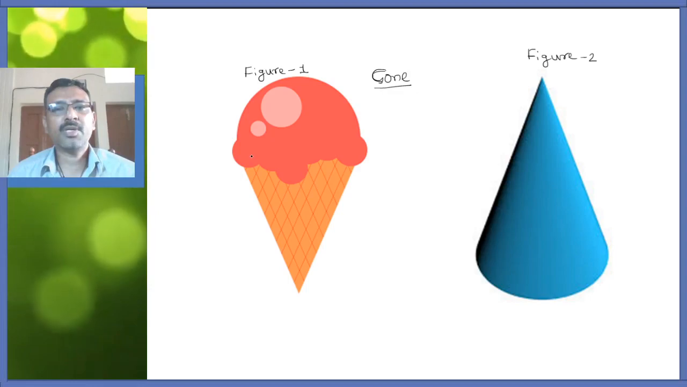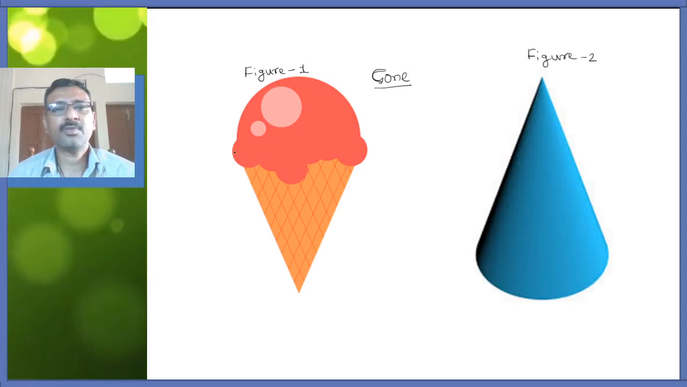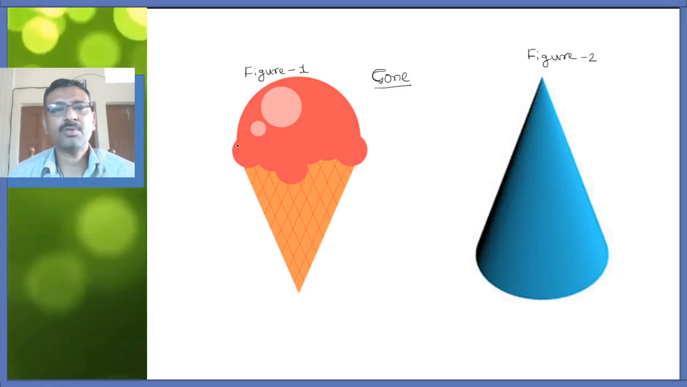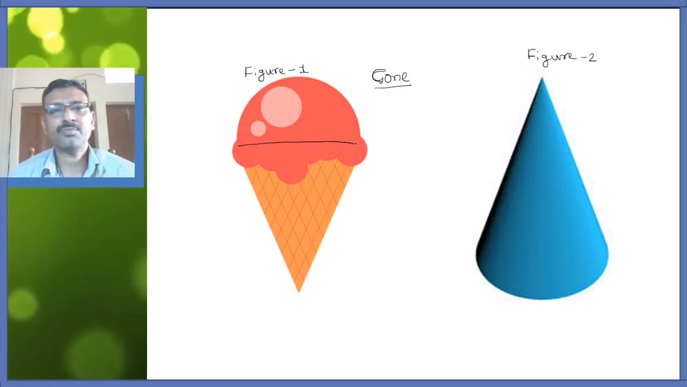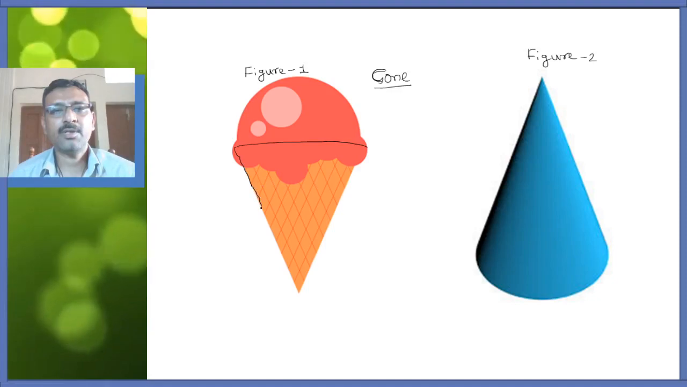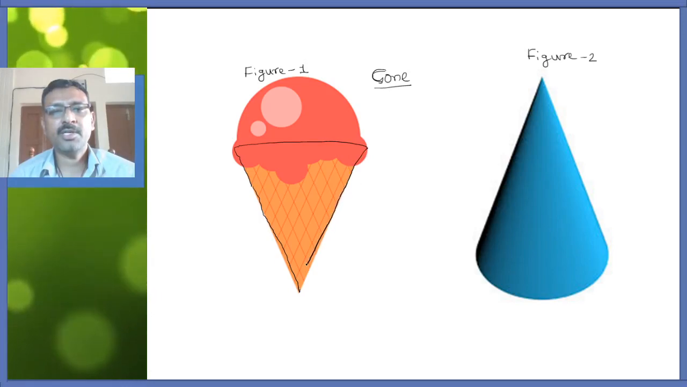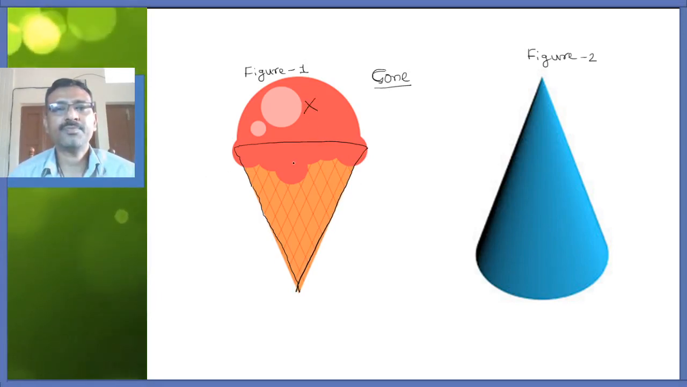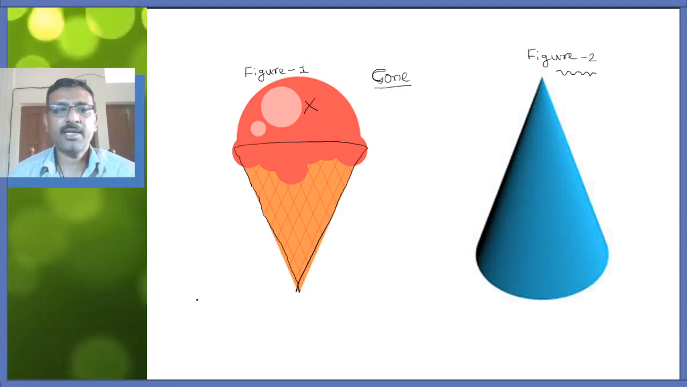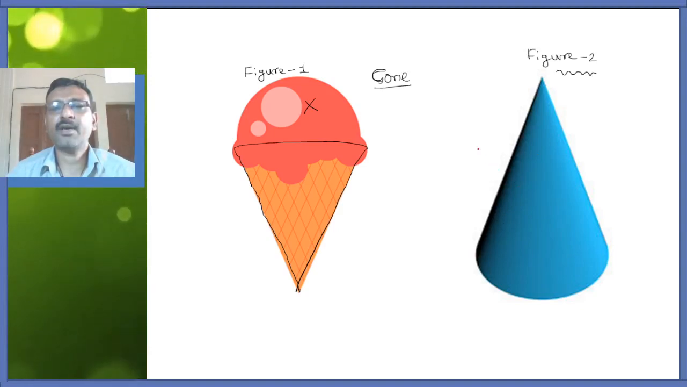You can see in many ice cream shops there is some cream inserted in the shape of a cone. So actually this part only is said to be cone, not this one. Coming to figure 2, this is exactly in the form of cone.